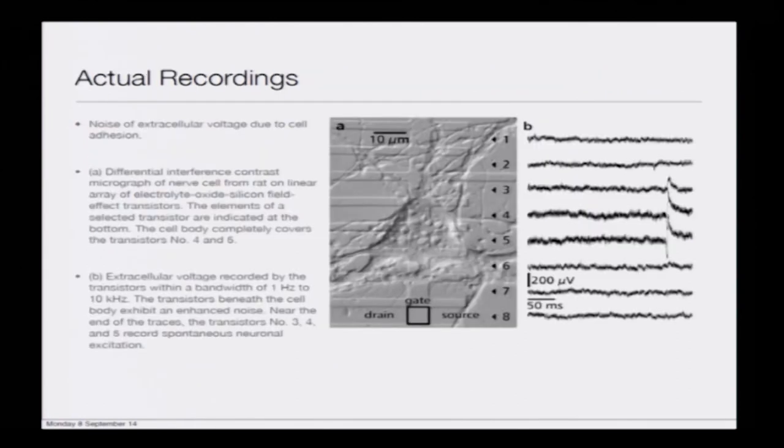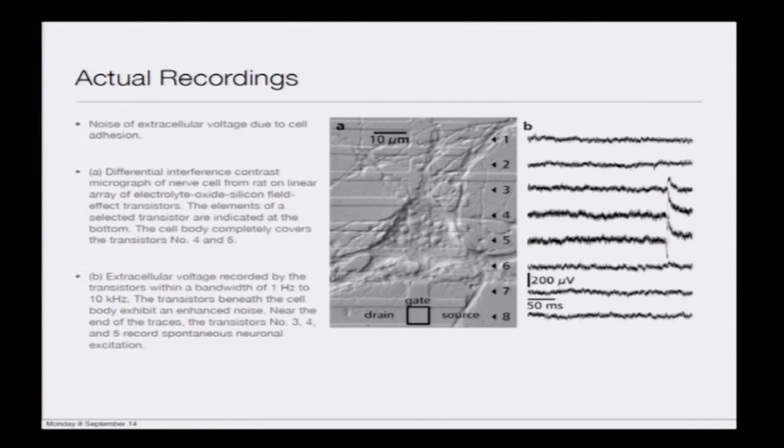Okay. Now, coming to the actual recordings, this is how the actual recordings look. Here again you see the neuron sitting out there, this is in black and white, and all those 1, 2, 3, 4, 5, 6 up to 8 you see, those are the gates. Those are where the source and the drain, source and the drain, likewise.